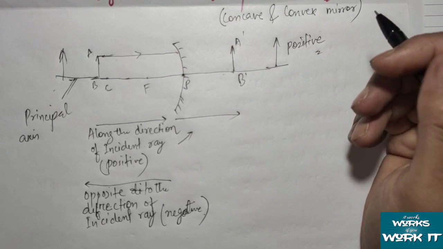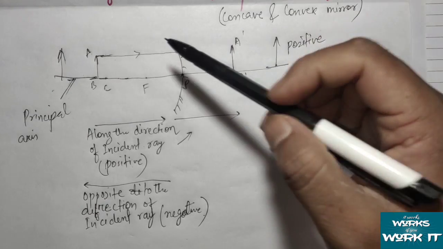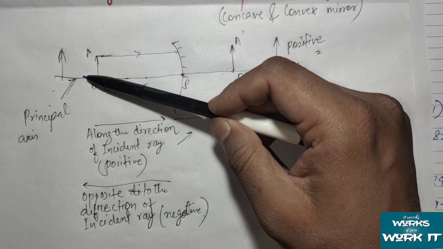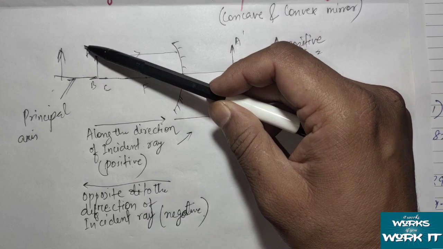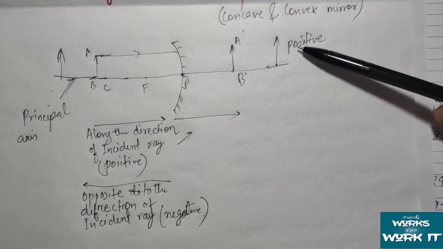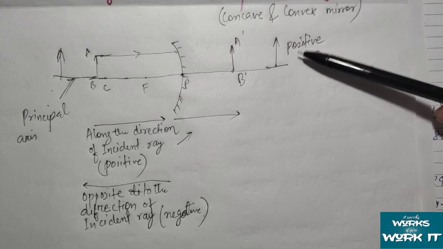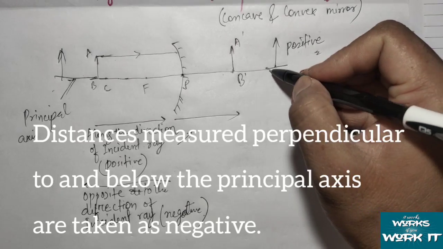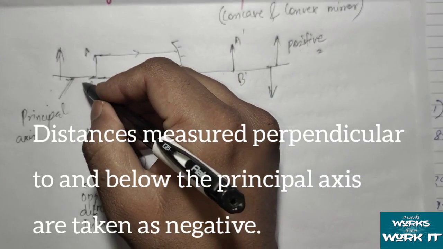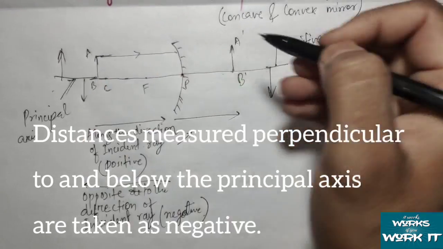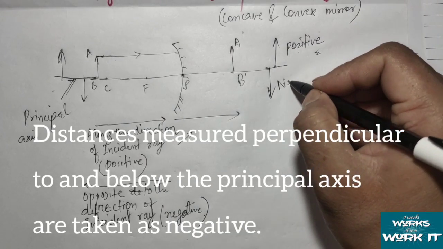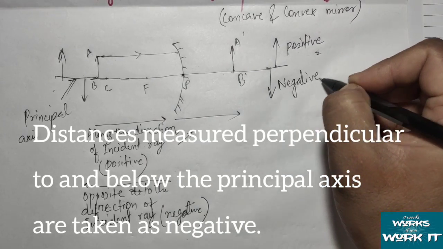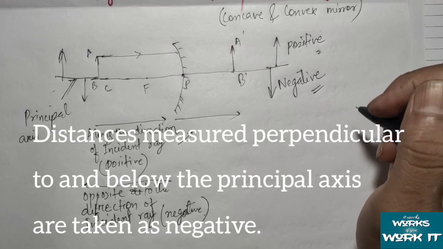Whatever value we get after measuring perpendicular to the principal axis in an upward direction, that value will be positive. Next, the fourth one: if it is perpendicular but in the downward direction, then it will have a negative value. Our measurement will be negative.